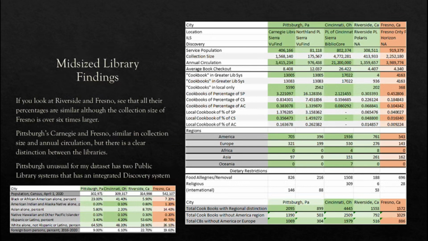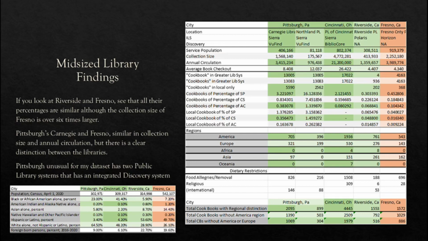The findings for the medium-sized library do align similarly to those of the small libraries. When we look at Riverside and Fresno, we see the numbers are rather similar. Although when we actually look at the full collection size, we can see there's a very large discrepancy between them. If we compare the Carnegie Library of Pittsburgh to Fresno, which has a similar collection and annual circulation size, we can actually see a very large difference, which favors the hypothesis.